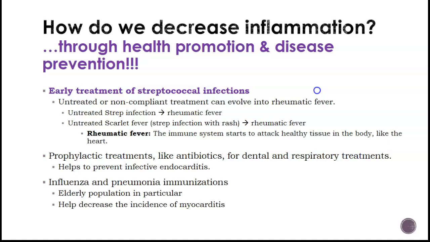So the best thing is going to be health promotion and disease prevention. That means early treatment of strep throat and compliance with finishing antibiotics. What typically happens is if somebody is non-compliant in treating strep throat, it can eventually evolve into rheumatic fever. Rheumatic fever creates an immune system response that will actually start to attack healthy tissues in the body, including that of the heart.